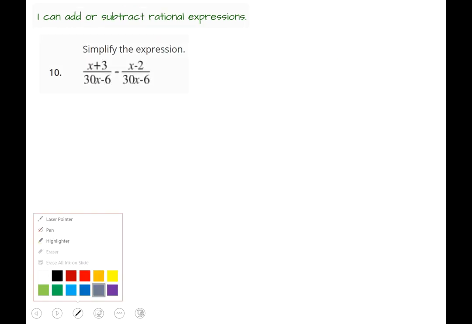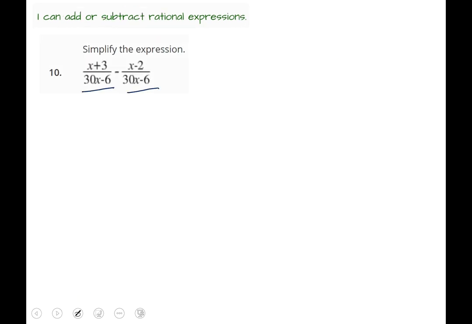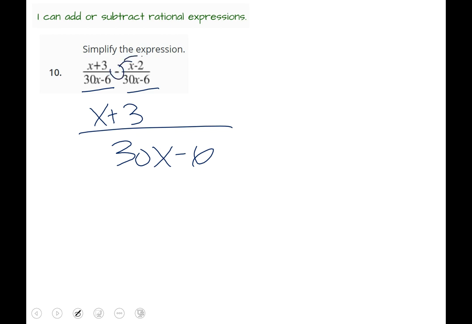Okay, let's grab a pen. All right, and you'll notice that that denominator is the same, so I can literally write it over. I know that's my common denominator. I don't need to do any factoring. And they both have the common denominator, so I'm just going to write x plus 3, but then when I write this one down, I'm going to distribute a negative in, so negative x plus 2.